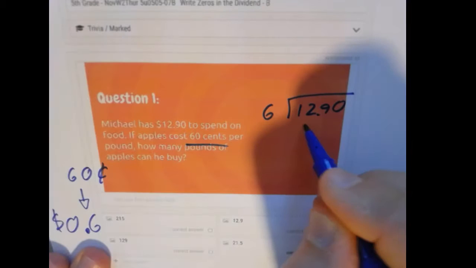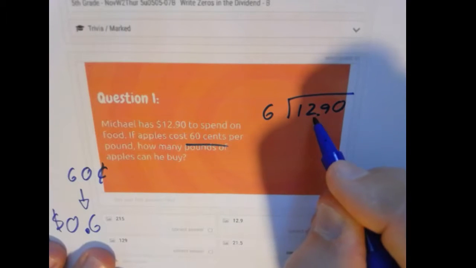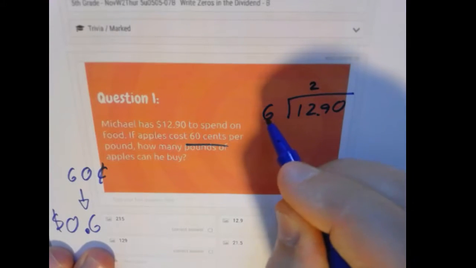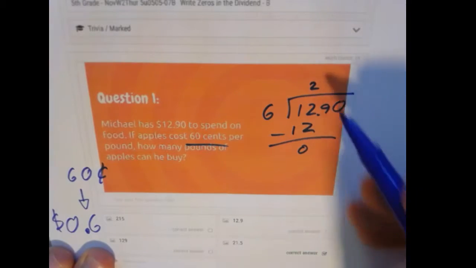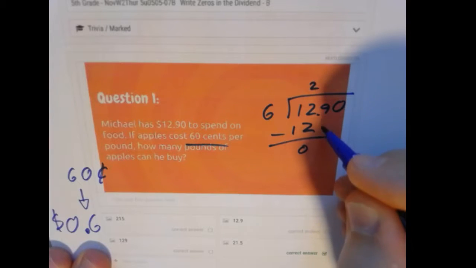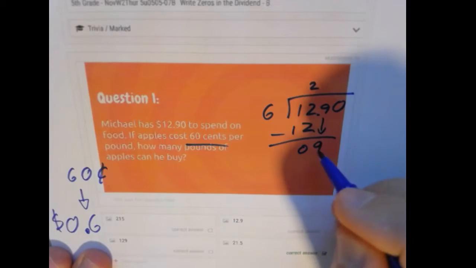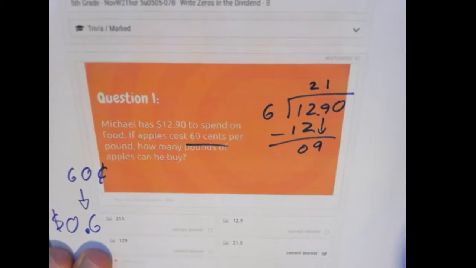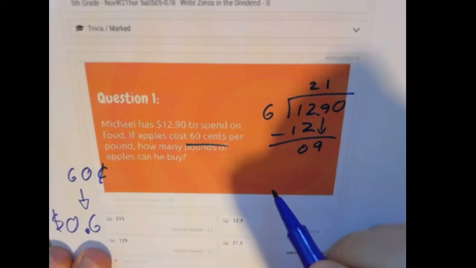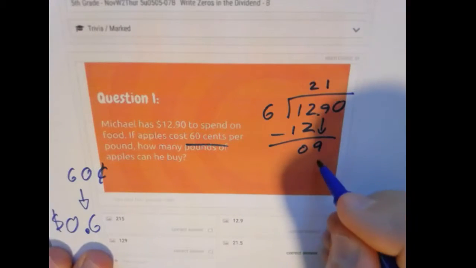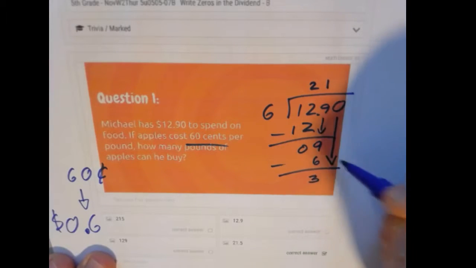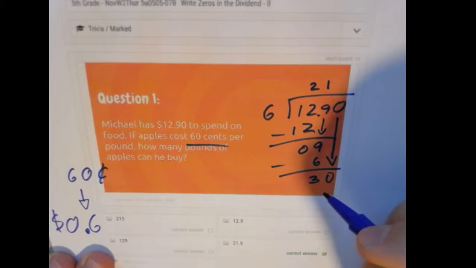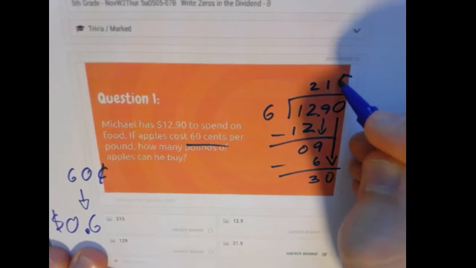How many times does 6 fit into 1? It does not. Does 6 fit into 12? Twice. 6 times 2 is 12. Find the difference is 0. Drop these down. Does 6 fit into 9? It does one time. Okay, 1 times 6 is 6. Find the difference is 3. Get some help from this 0. Does 6 fit into 30? Does. Fits in 5 times.